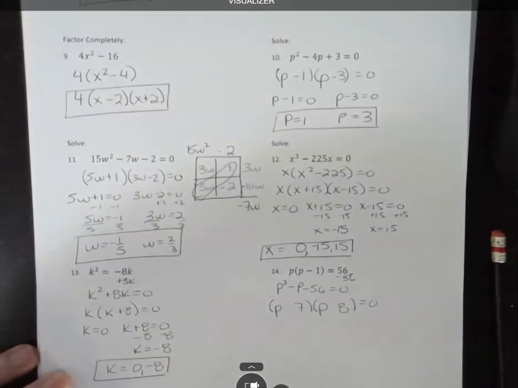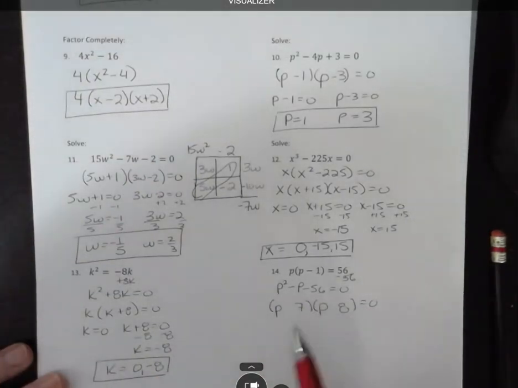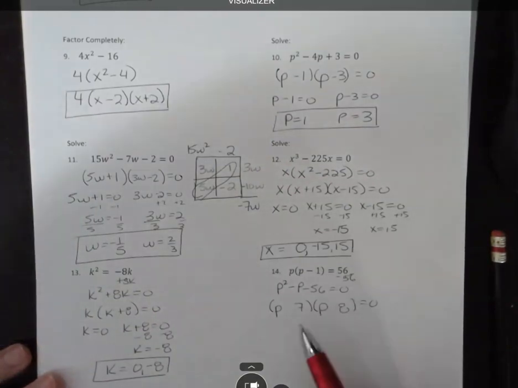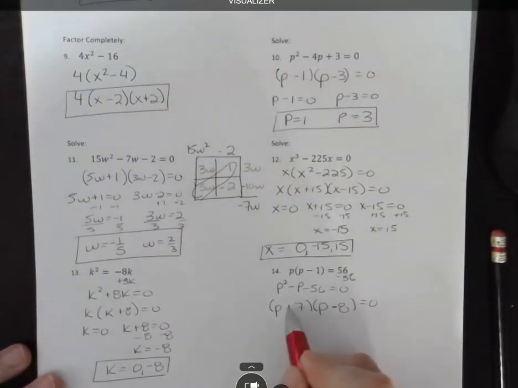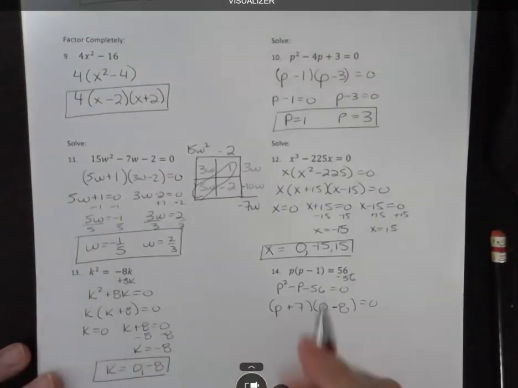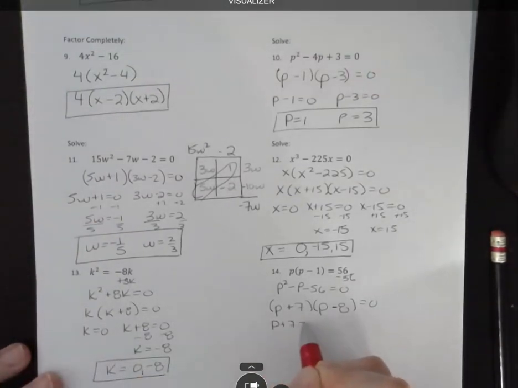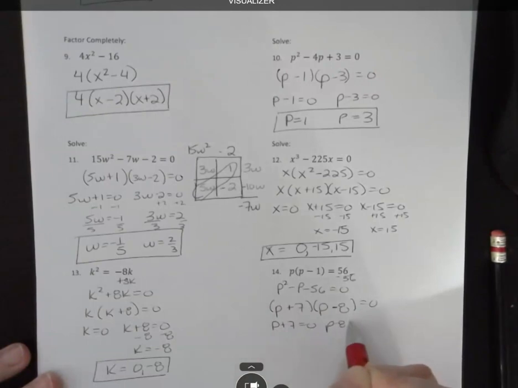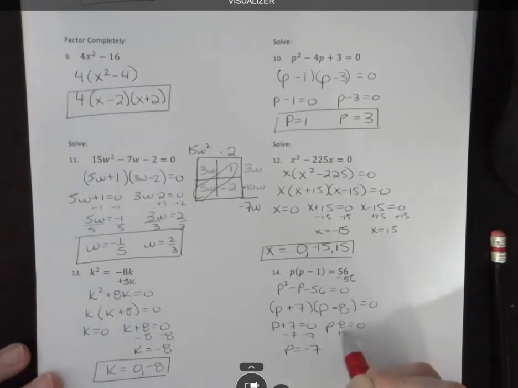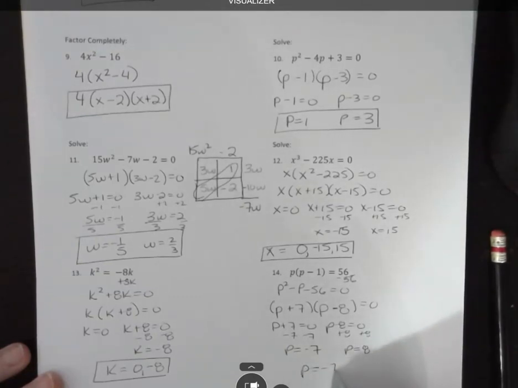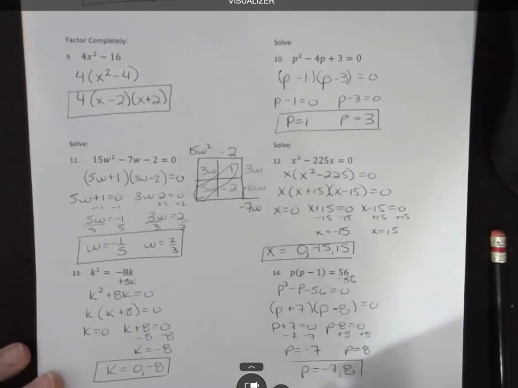We just have to think about our signs. We want that to be negative, so 1 negative and 1 positive. We want more negatives, so the greater number should be negative and the lesser number should be positive. And if I set that equal to 0, then I get, subtracting 7 from both sides, p is negative 7, and adding 8 to both sides, p is positive 8. So p could be negative 7 or 8.